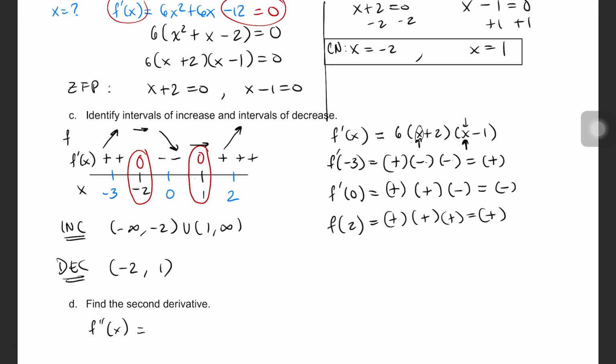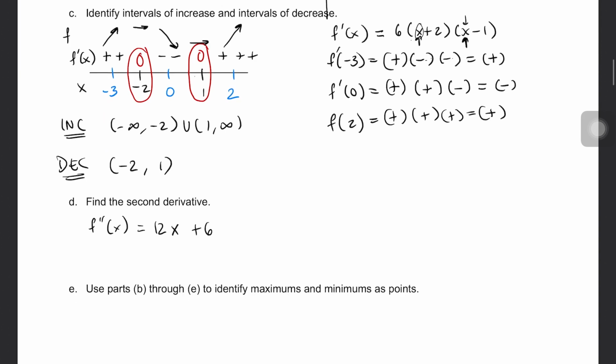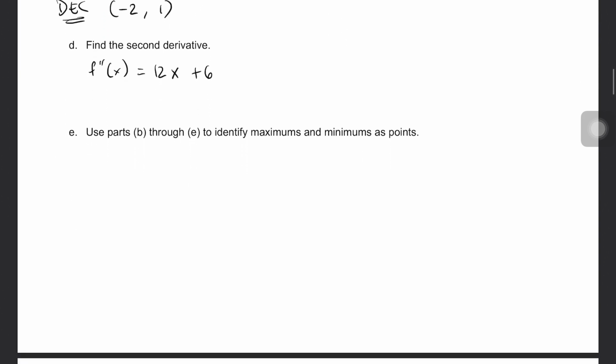6x squared. I'm looking over here. So bring down the 2. That'll be 2 times 6 is 12, and then plus 6. We drop the x, right? And then the minus 12 goes away, right? The derivative of a constant is 0. So there you go. We found the second derivative.